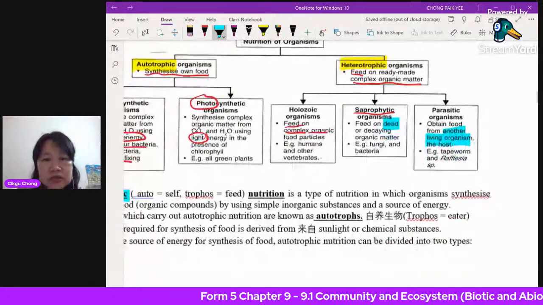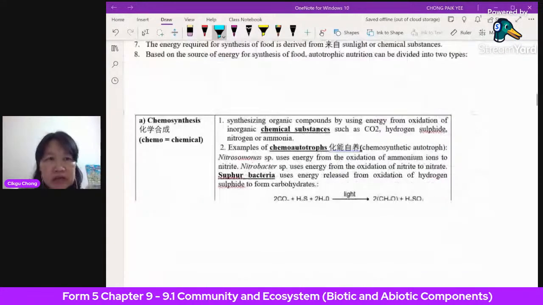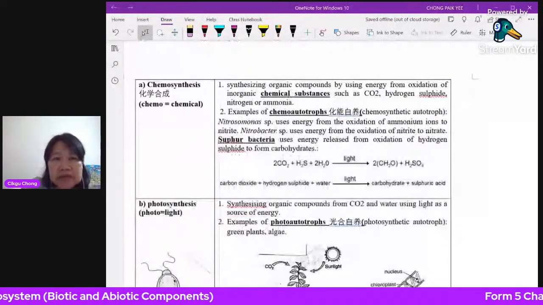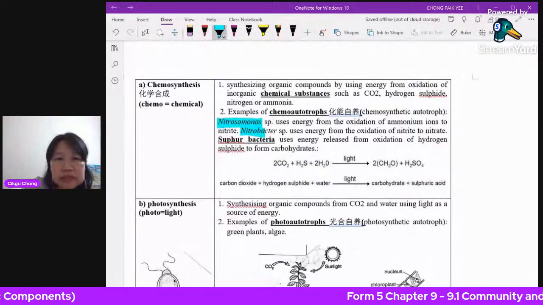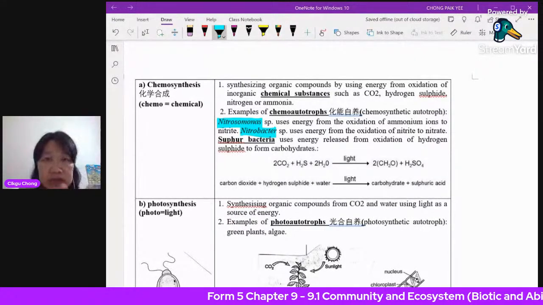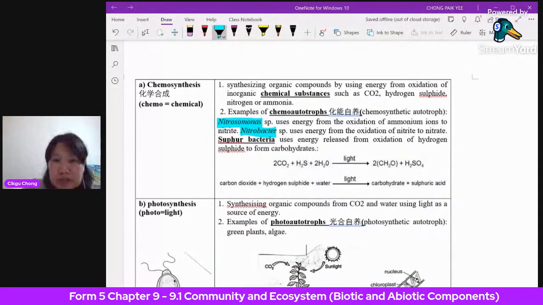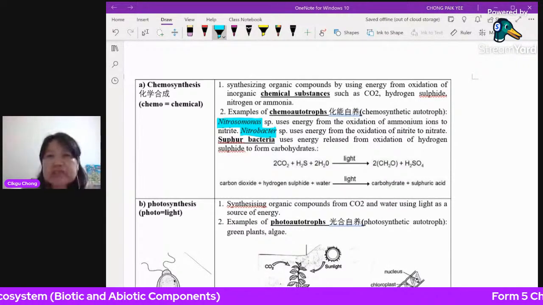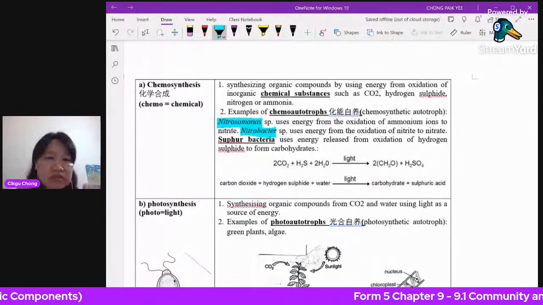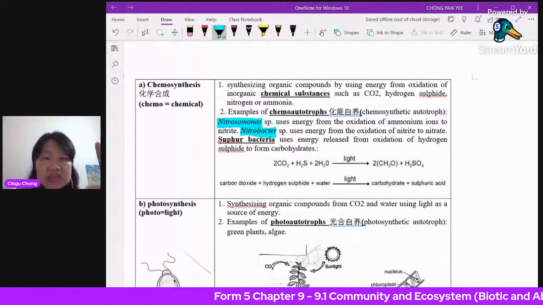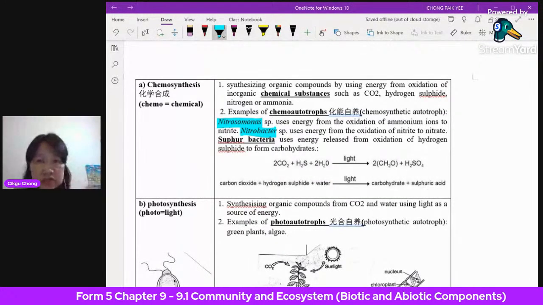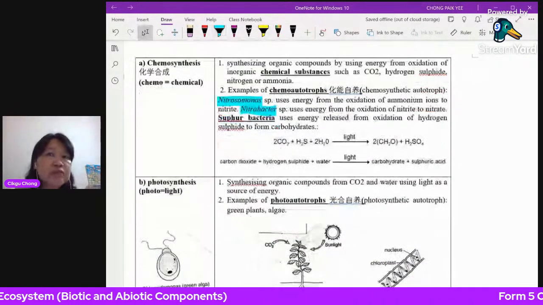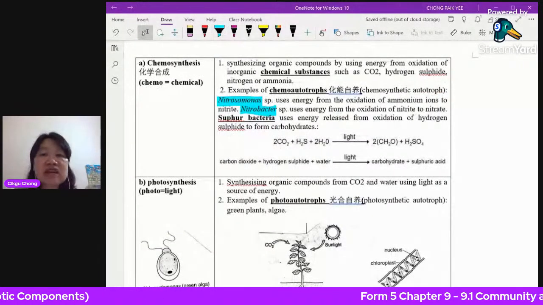Now let's look at the different types here, just more explanation. Chemosynthesis. So autotrophic, there are two types: chemoautotroph. Example would be nitrosomonas and nitrobacter. Ammonium to nitrite is nitrosomonas. Nitrobacter converts nitrite to nitrate. So you have to start to memorize it already. Ammonia to nitrite is nitrosomonas. Then nitrite to nitrate is nitrobacter. Another type is the sulfur bacteria, and these are the ones that can live in very extreme temperatures. Remember you learned that in archaea bacteria and all that.